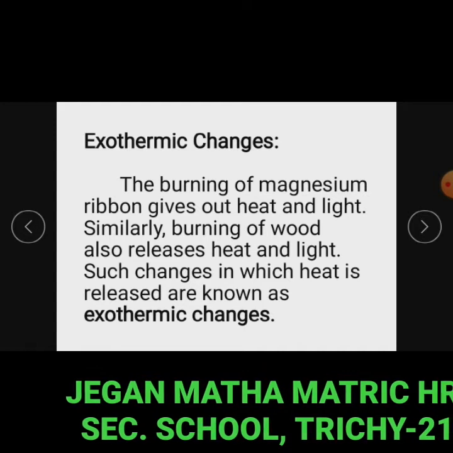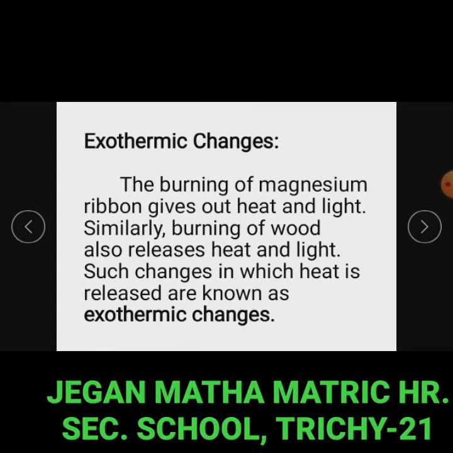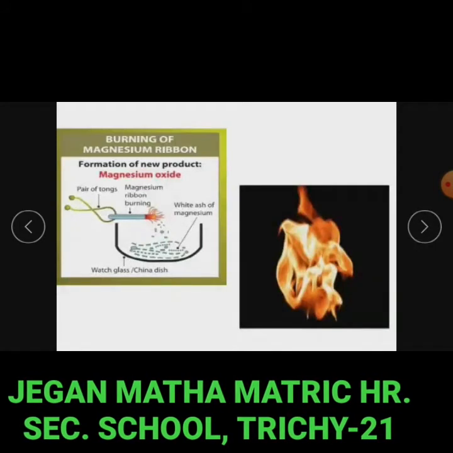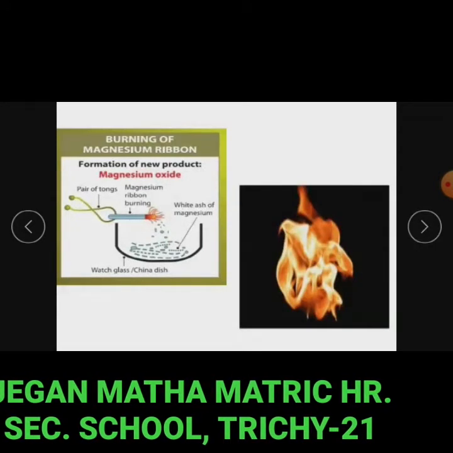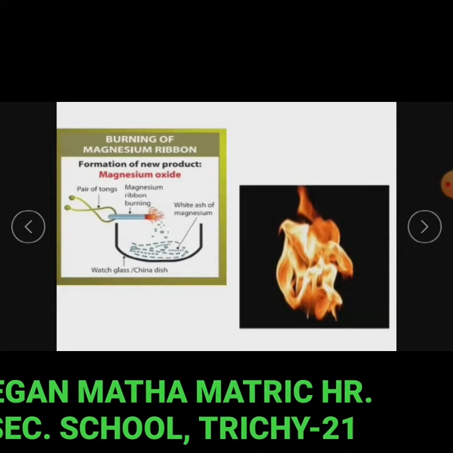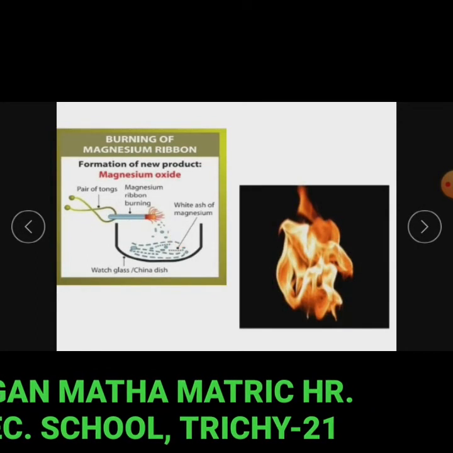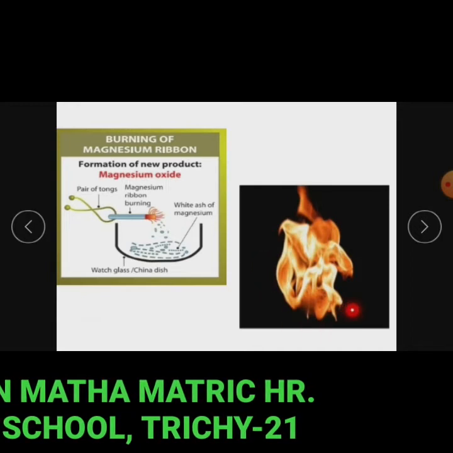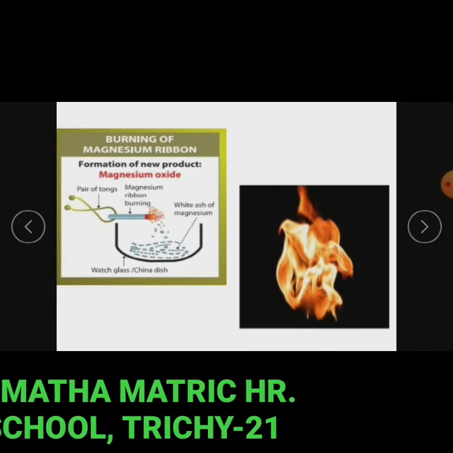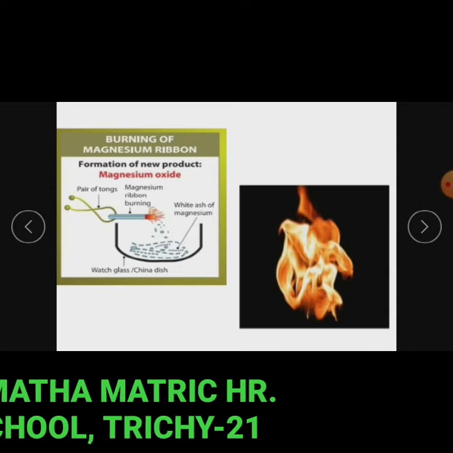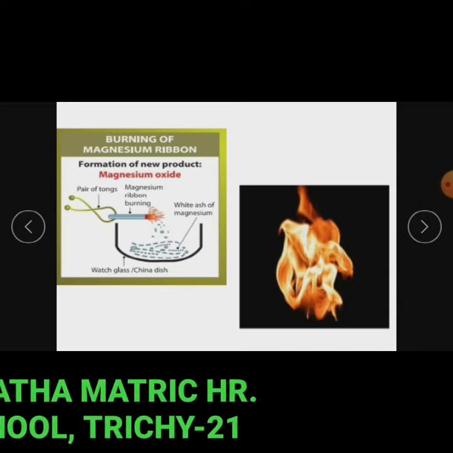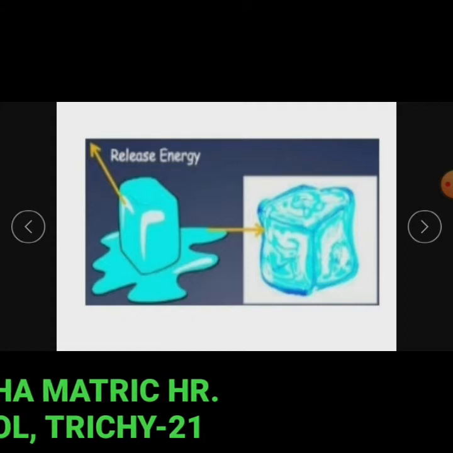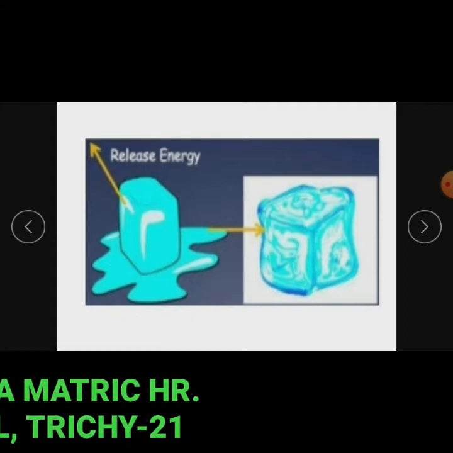Exothermic changes. The burning of magnesium ribbon gives out heat and light. Similarly, burning of wood also releases heat and light. This type of change in which heat is released is known as an exothermic change.